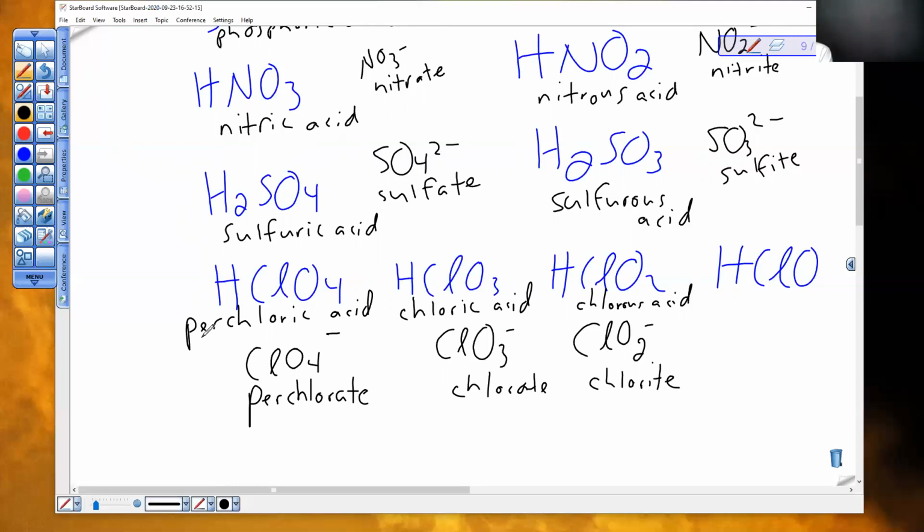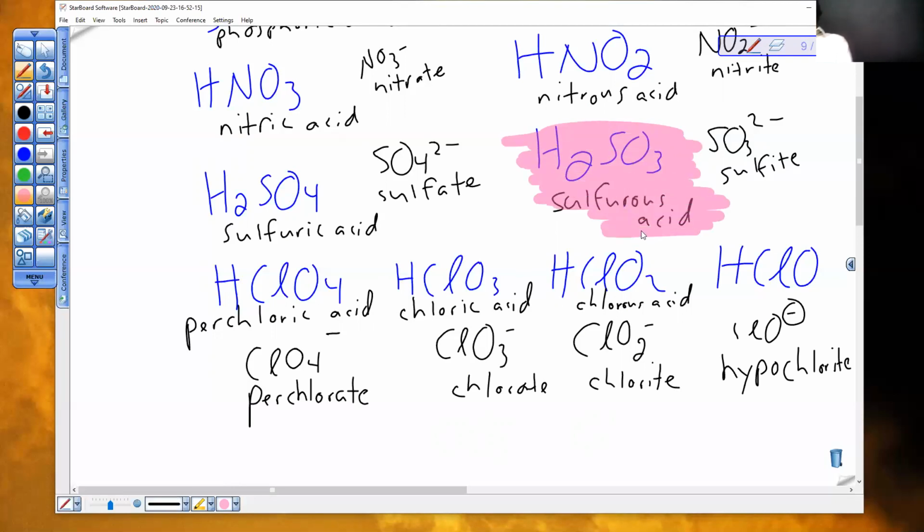And one less oxygen than an ite ion is a hypo. Hypo meaning below. Prefix like hypodermic means below the skin. And hypochlorite is this one here. And we're going to draw some Lewis structures very soon. I'm just going to pick one of these. Let's do the Lewis structure for sulfurous acid. We don't have to do all of them. You'll get the idea after just one.